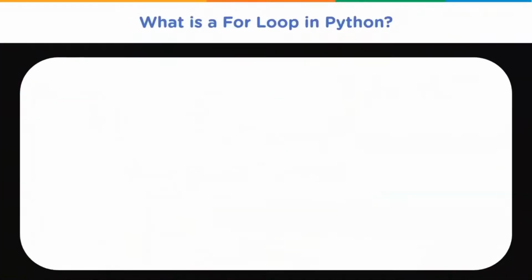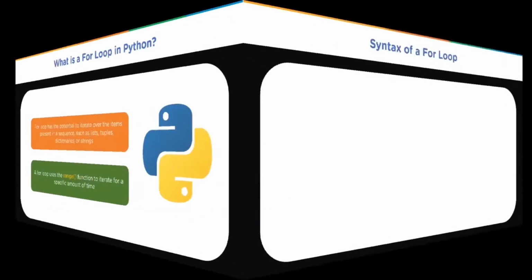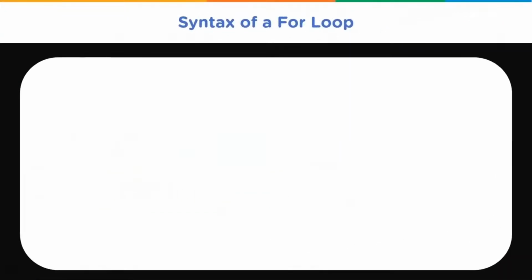So what is a for loop in Python? A for loop in Python is used to iterate over the items or elements present in a sequence. The items present in a sequence can be in the form of a list, tuple, dictionary or even a string. A for loop in Python uses the range function to iterate over a specific number of times. Now let's have a look at the syntax of a for loop.